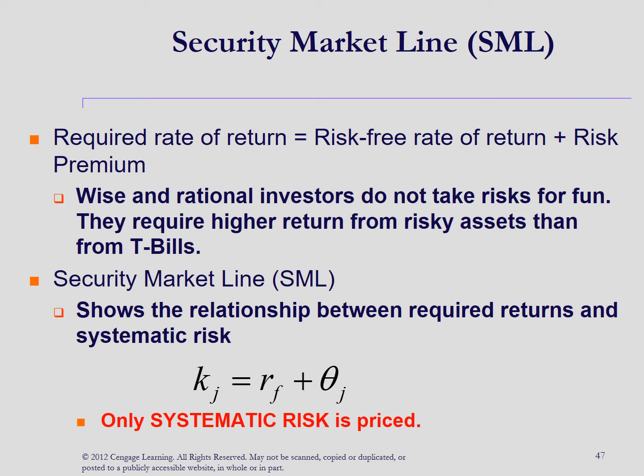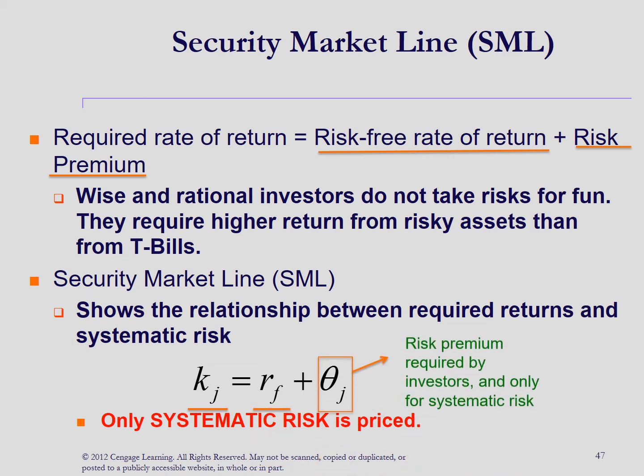Now, how do investors determine rates of return for their investment? In general, it may be determined by the risk-free rate of return plus a risk premium. That is, the required rate of return for any risky asset is equal to the risk-free rate of return plus a risk premium. Now, because unsystematic risk can be diversified away, investors can only charge a risk premium relative to systematic risk.